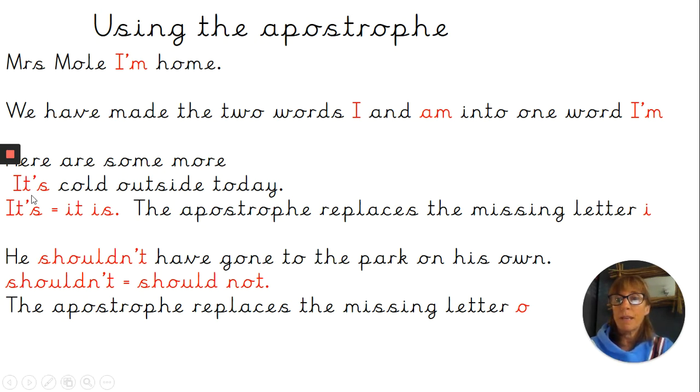Here are some more. It's cold outside today. It's is the same as the two words it is. So the apostrophe replaces the missing letter I in the word is. It is. He shouldn't have gone to the park on his own. Shouldn't, we can put into two words.